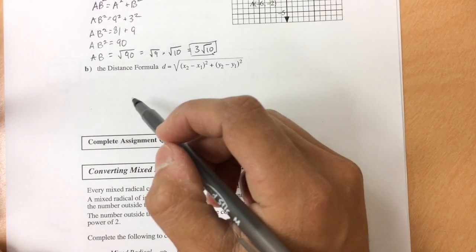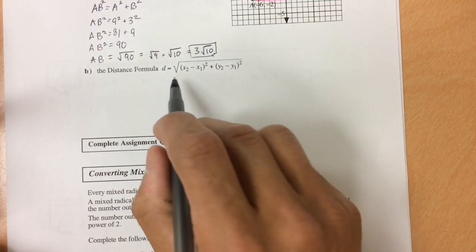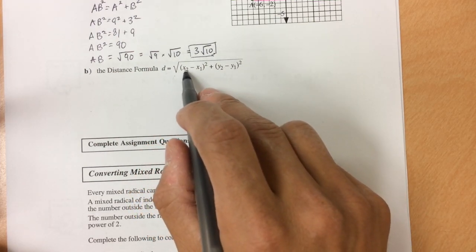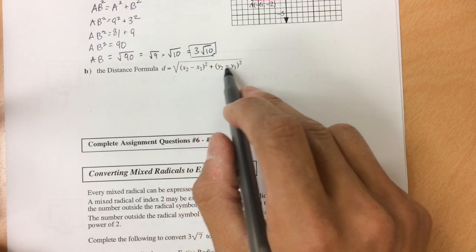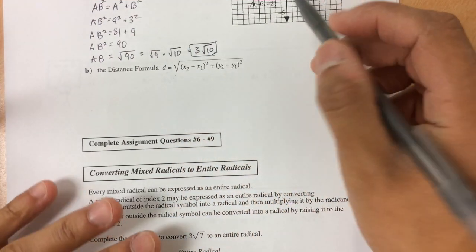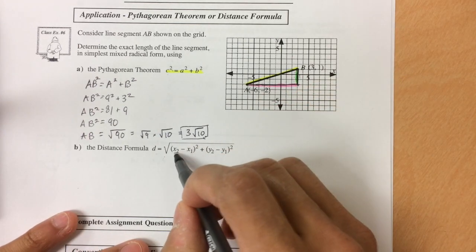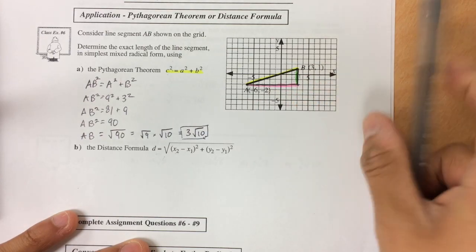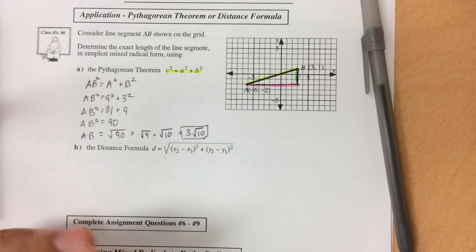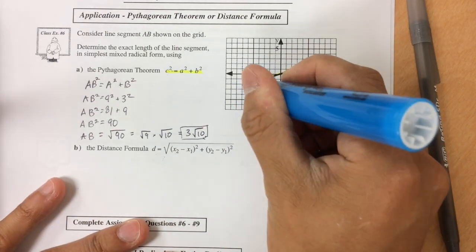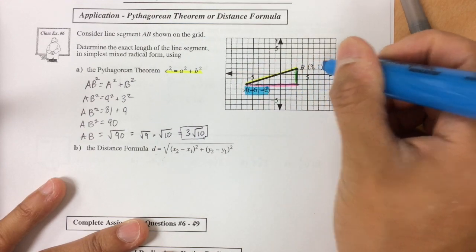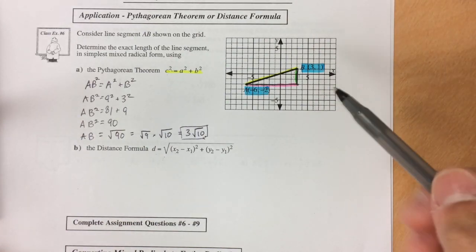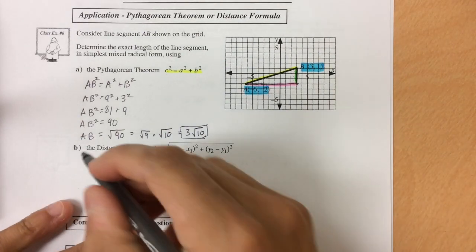We can also represent this using the distance formula. The distance formula is d equals the square root of x2 minus x1 squared plus y2 minus y1 squared. These x2, x1, y2, y1 values come from the actual coordinates, so I'm going to highlight those in blue. My actual coordinates were at point A, -6 and -2, and point B, 3 and 1. Those are the values I'm going to plug into my x and y values here.